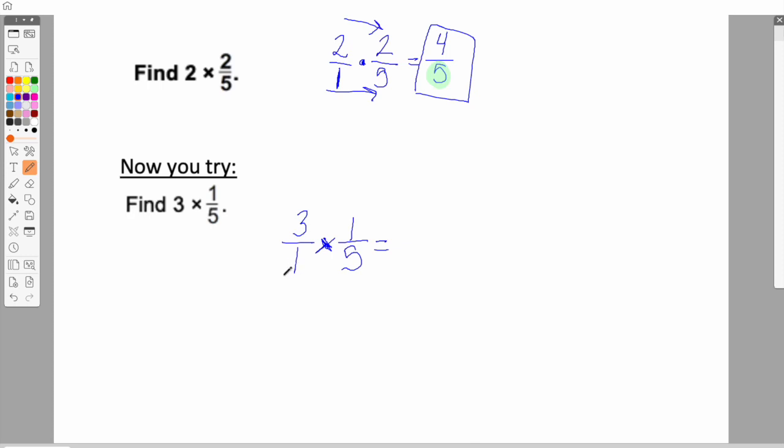So I actually could cross out 1 over 1. It's not going to change the value. Again, it's the identity number. It's like saying, if I rewrote this problem, I could say it's the same as 3 times 1 over 1 times 5. Then I can reorganize it and go, well, I know multiplication is commutative. So I could say it's 3 times 1 over 5 times 1.